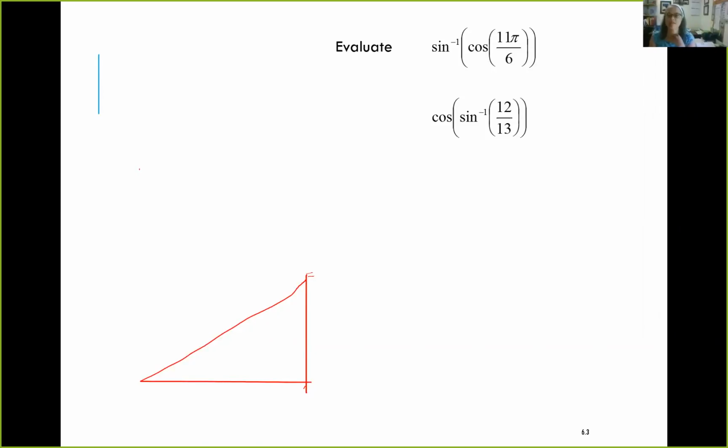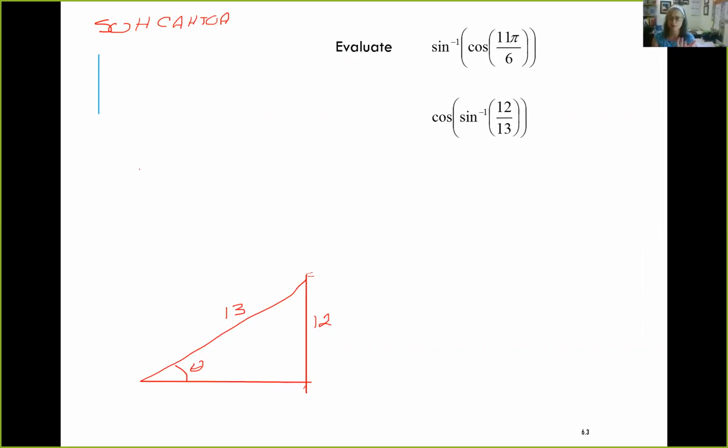Sine. Remember my favorite vacation spot? So if an angle has a sine of 12/13, say this is my angle, that means the side opposite divided by the hypotenuse is equal to the sine. So what I just did was I realized that this angle theta is the angle whose sine is 12/13.